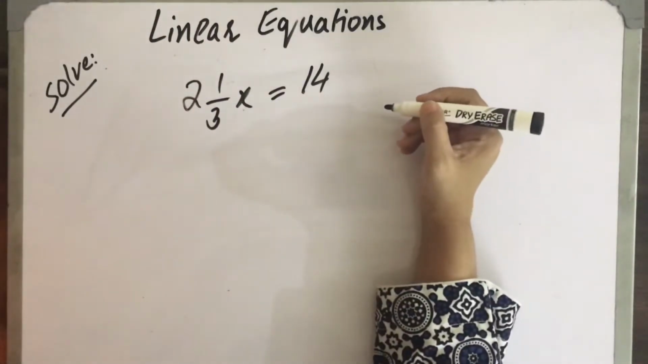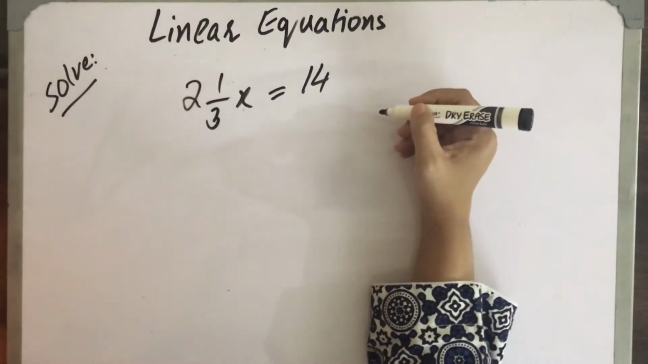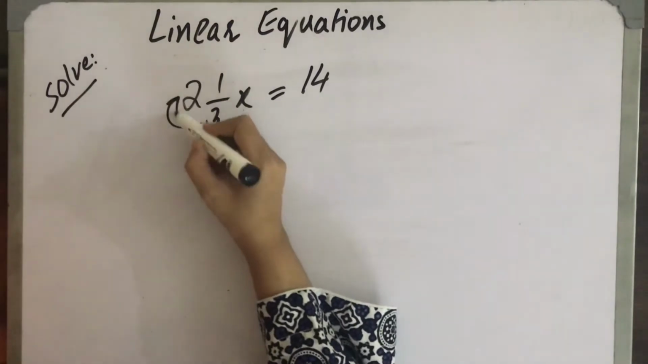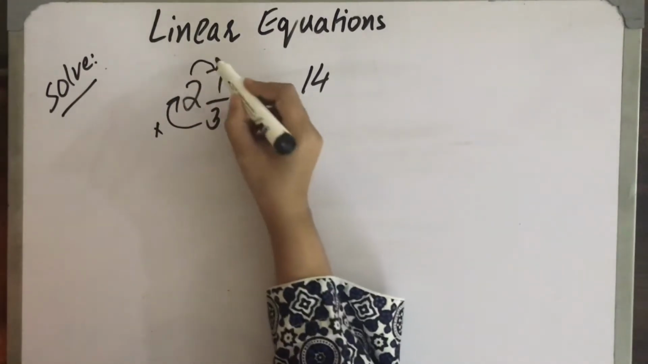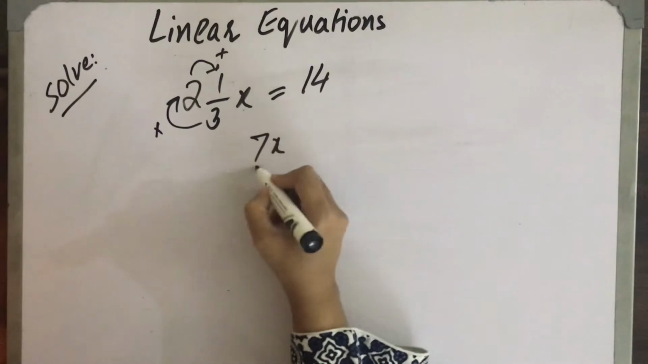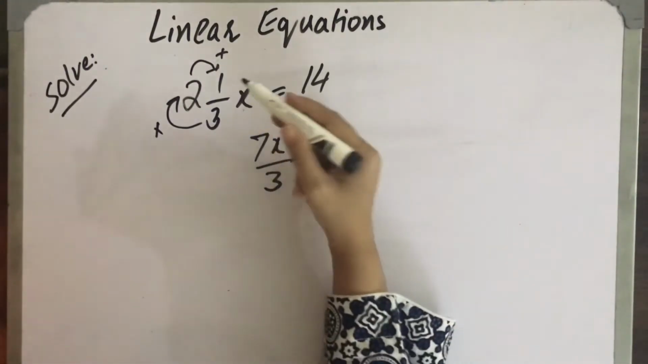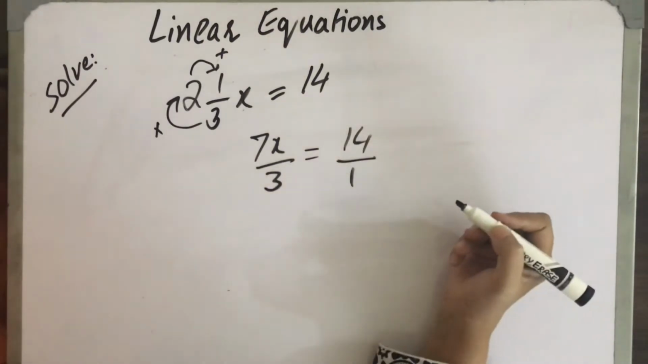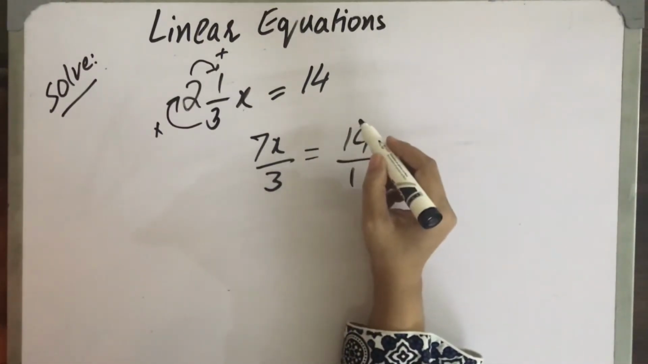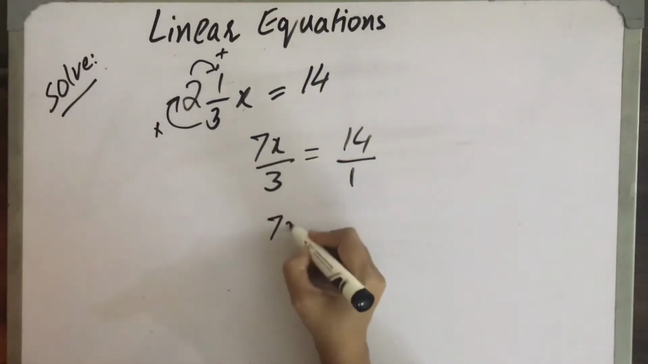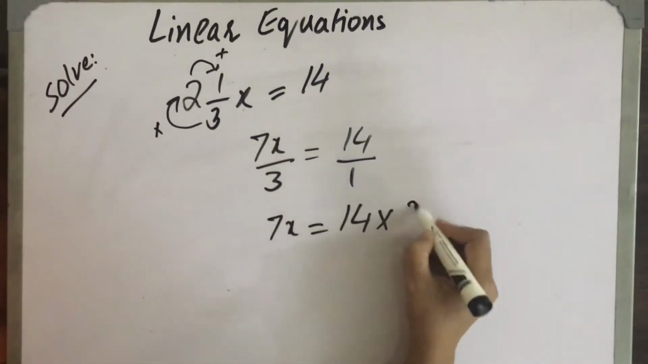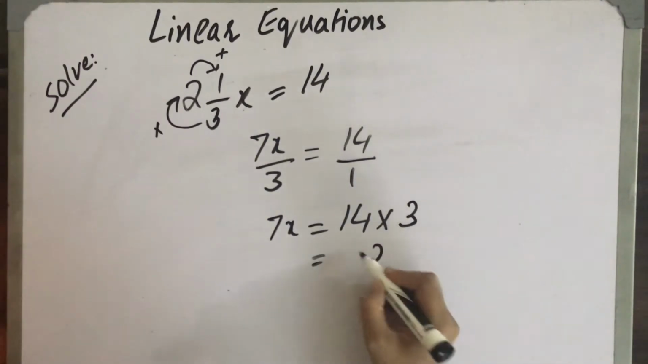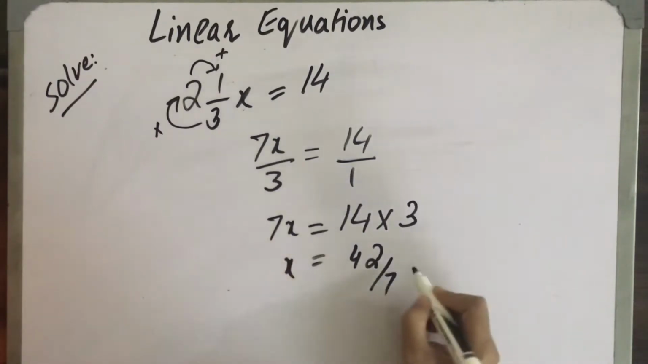The next simplest possible question, 2 whole 1 by 3 x equals 14. I shall convert this mixed number into an improper fraction. 3 multiplied by 2 will give me 6, plus 1 is 7. 7x over 3. Now I can write 14 as 14 over 1. So I shall cross multiply, or in other words I shall take 3 to the other side with 14. Multiply 14 with 3, 42 over 7, x will be 6.